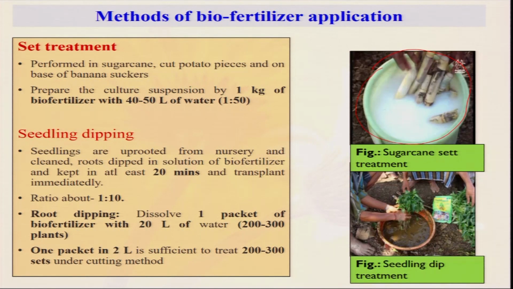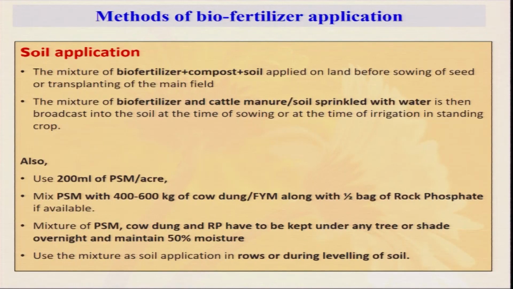Also seedling dipping, in the case of some horticultural crops, maybe fruits and vegetables, is important, because there we are not directly planting the seed in the field. According to your need, your crop, and your location, you have to apply a suitable method of biofertilizer application.